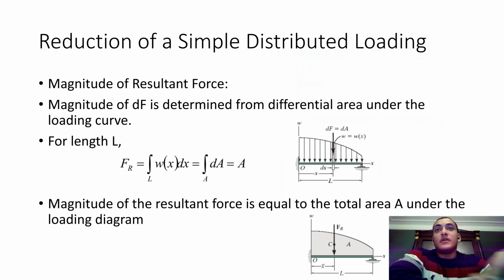Reduction of a simple distributed loading. Magnitude of resultant force. Magnitude of dF is determined from differential area under the loading curve for length L, as you can see in the formula. Magnitude of the resultant force is equal to the total area A under the loading diagram, as you can see also in the example I provided.